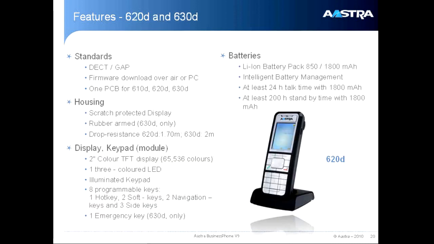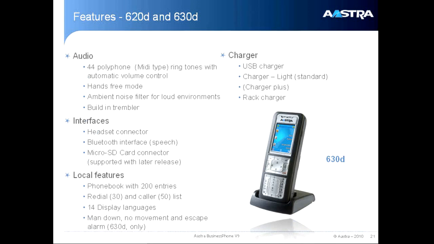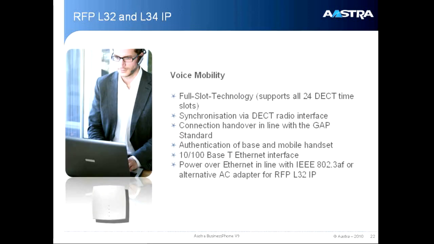The 620D and 630D have 2-inch color displays, 8 programmable soft keys, and include firmware over air download. Also included are built-in tremblers, Bluetooth interface, and micro SD support. A man-down alarm is available on the 630D.